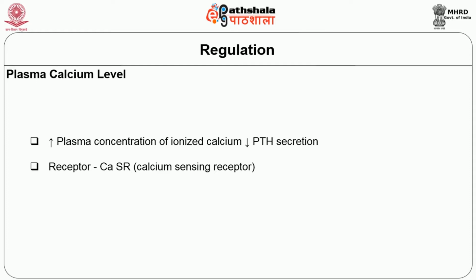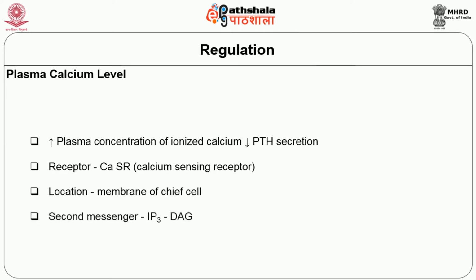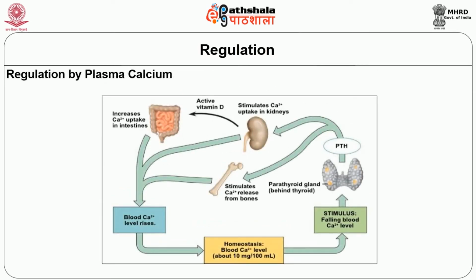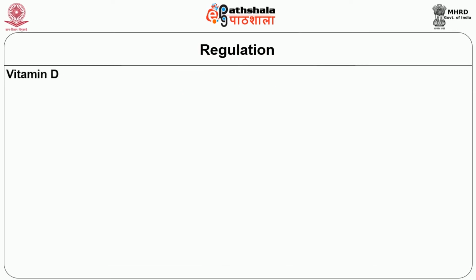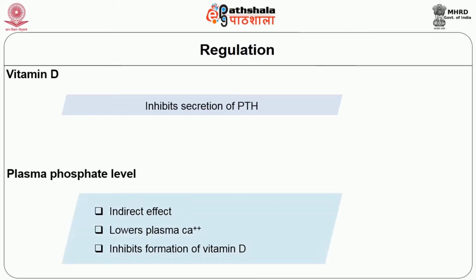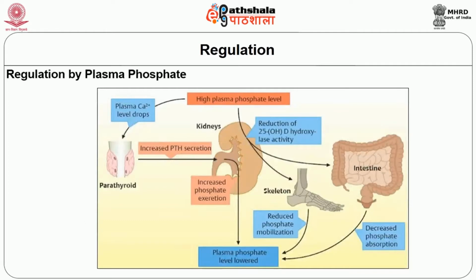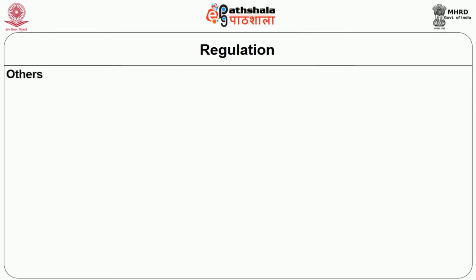The receptor which senses the level of calcium in the plasma is known as the calcium sensing receptor. This receptor is located on the membrane of chief cells and acts through second messengers like inositol triphosphate and diacylglycerol. This picture shows the parathyroid hormone regulation by the plasma calcium. Vitamin D is the next major regulator which inhibits the secretion of parathyroid hormone. The plasma phosphate level has an indirect effect because it lowers the plasma calcium and it inhibits the formation of vitamin D. This picture shows the regulation by plasma phosphates.